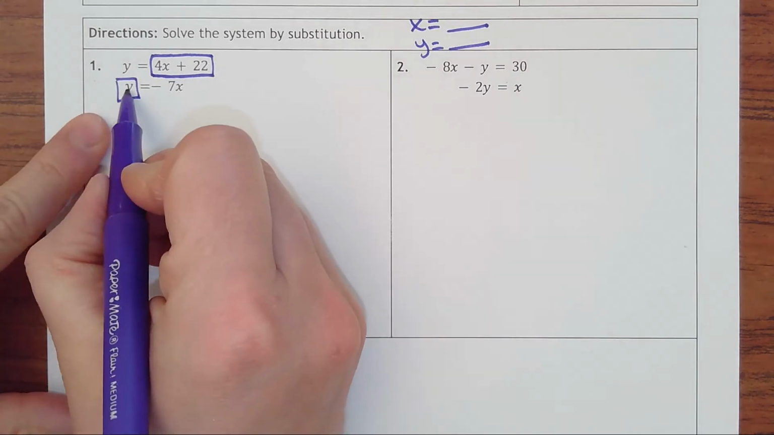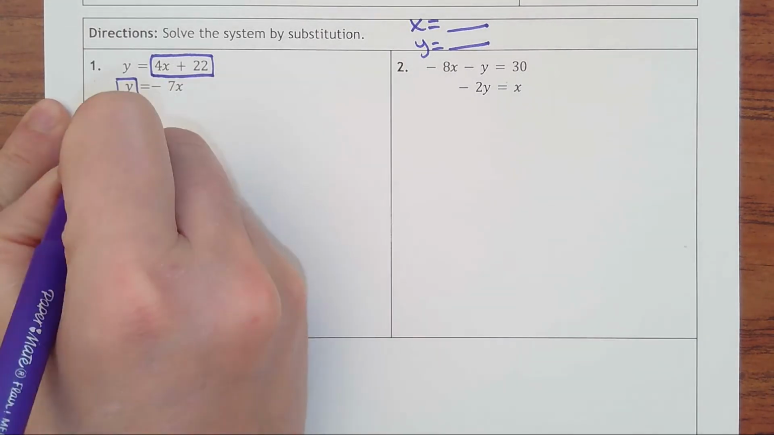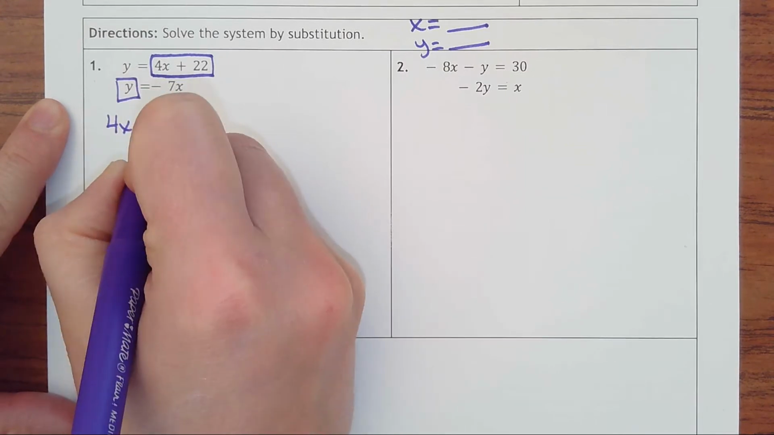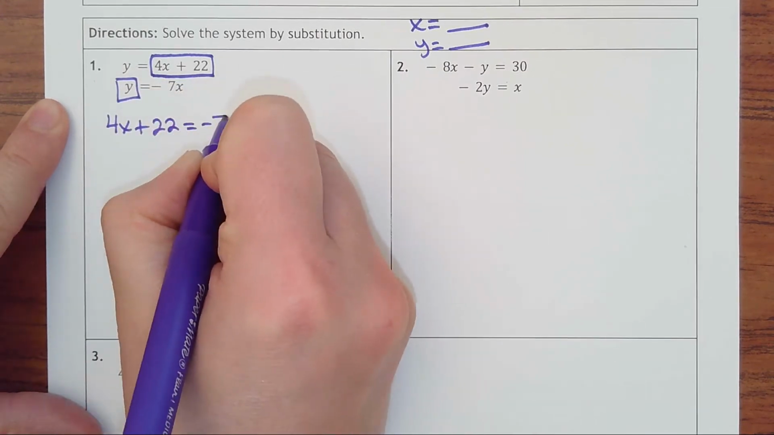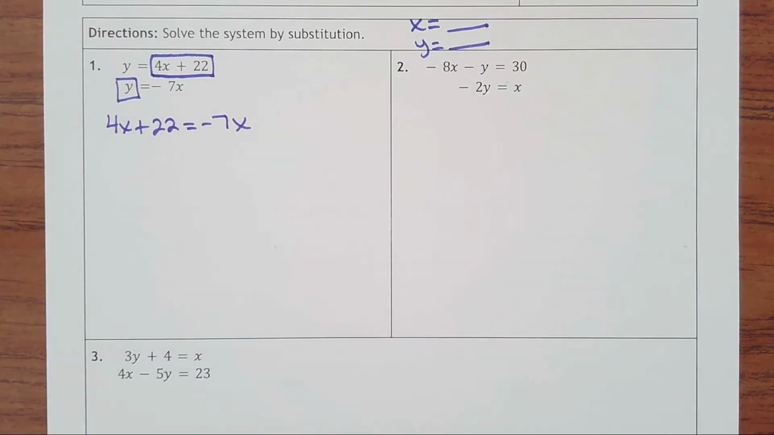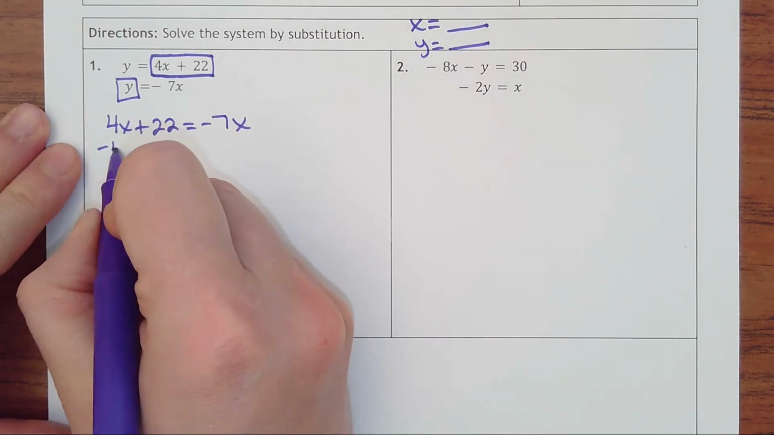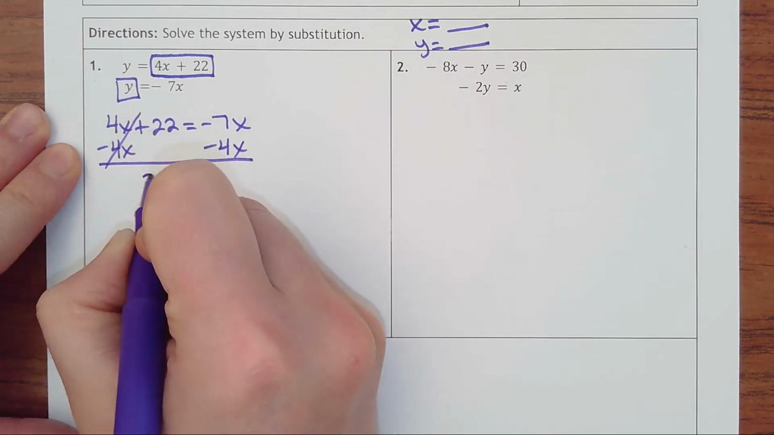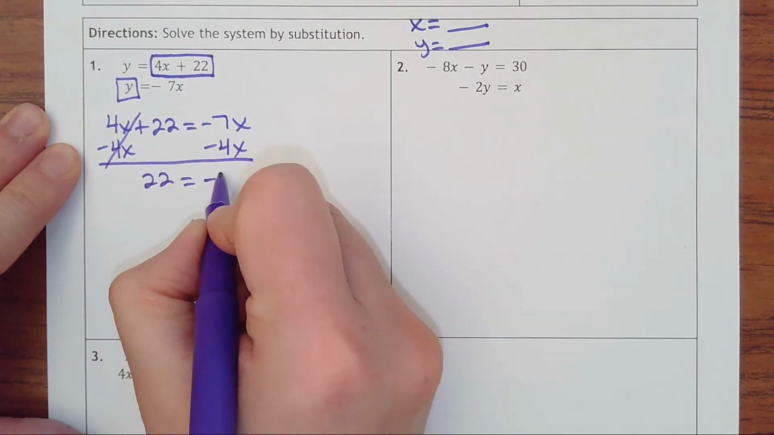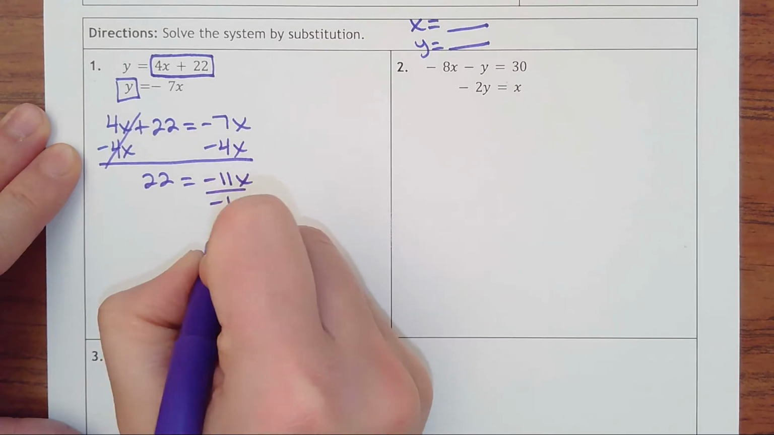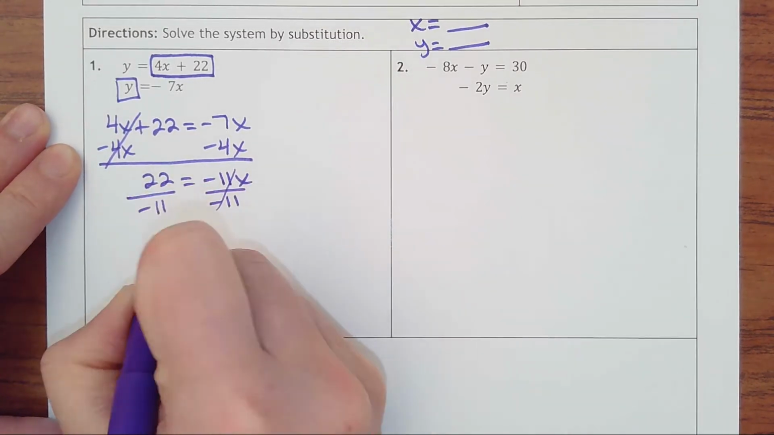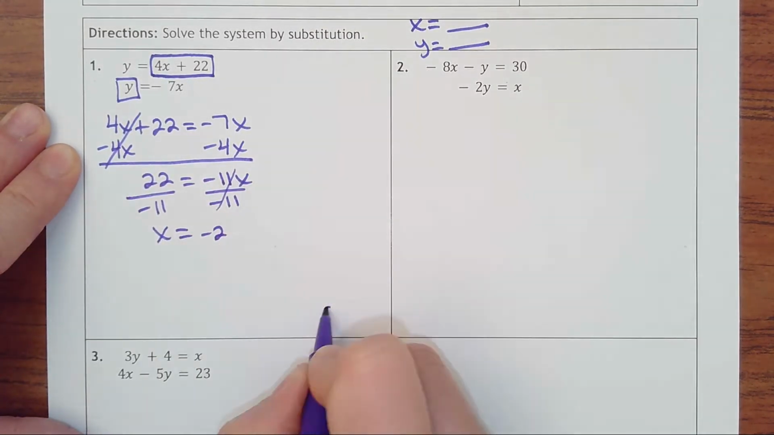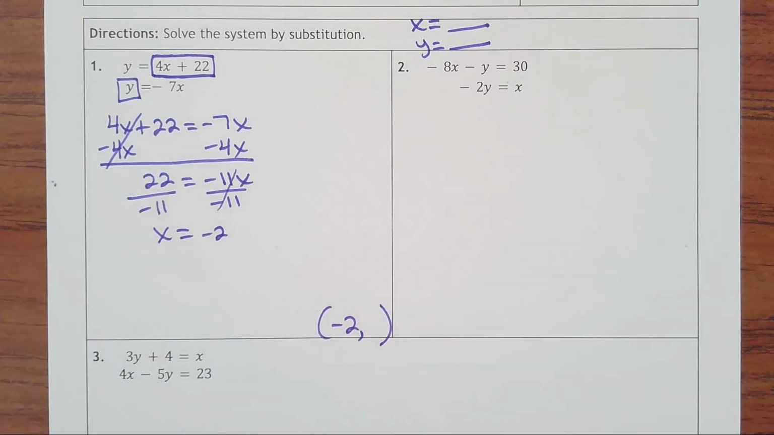So y comes out, and instead I replace it with 4x plus 22 needs to equal negative 7x. Okay, so then from there I'm solving. I would want to subtract 4x on both sides. Negative 7 minus 4 more would be negative 11x, and then all I got to do is divide by negative 11, which makes x be negative 2. So that would be my first number in my ordered pair.